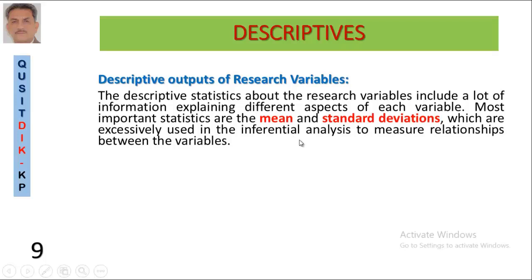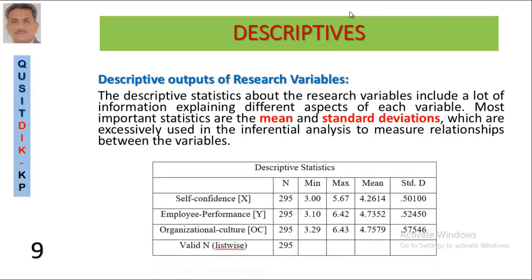The descriptive statistics about the research variables include a lot of information explaining different aspects of each variable. The most important statistics are the mean and standard deviations, which are extensively used in the inferential analysis to measure relationships between the variables. Descriptive statistics about the research variables like self-confidence, employee performance, or organizational culture will include columns of minimum values, maximum values, mean values, as well as the standard deviations.